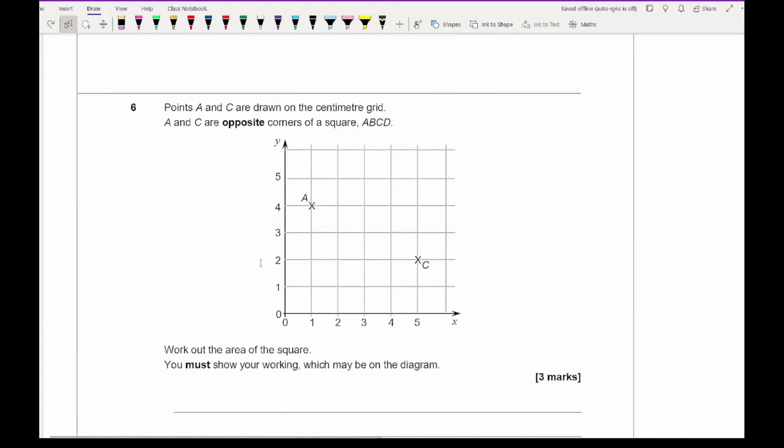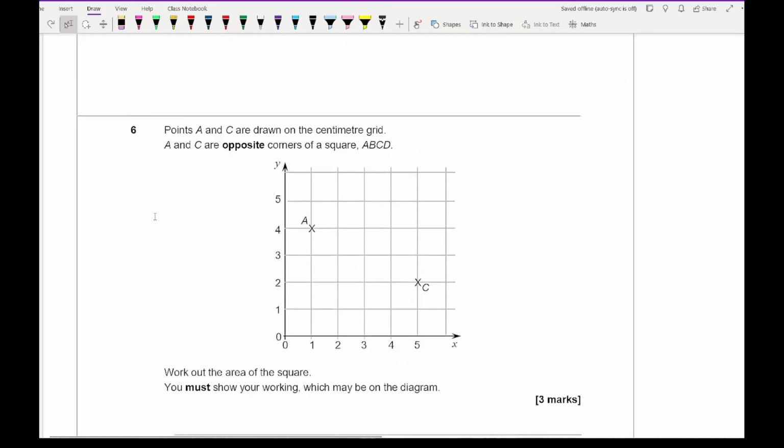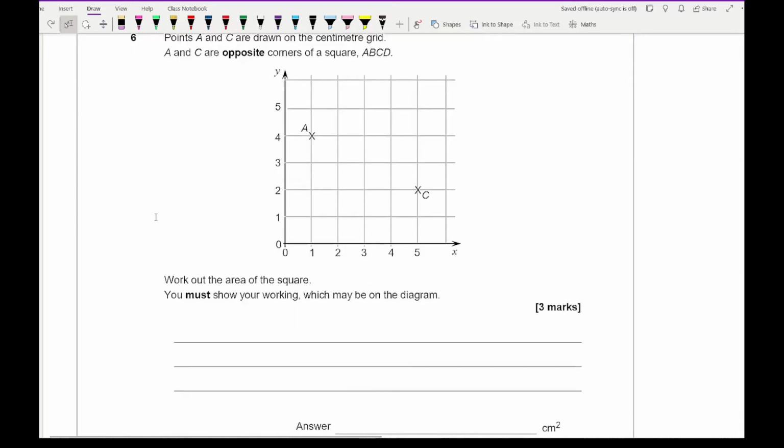Moving on to question 6, it says point A and C are drawn on a centimetre grid. A and C are opposite corners of the square ABCD. Work out the area of the square. You must show your working which may be on the diagram. So let's first of all work out where those two coordinates are going to be. So this is where B is going to be, and this is where D is going to be.